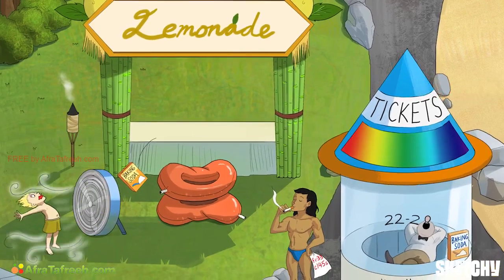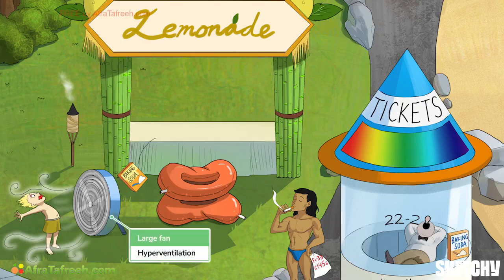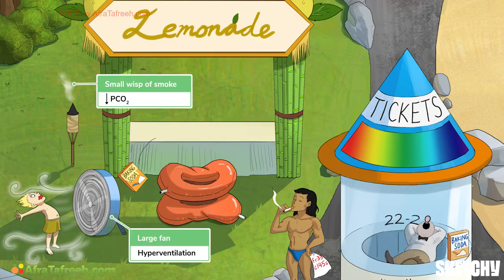To try to bring pH back into normal range, the respiratory system compensates for metabolic acidosis by increasing ventilation. Faster and deeper breaths mean more acidic CO2 can be removed during respiration, which reduces the arterial PCO2, thus raising blood pH. This is represented here by this big gusty fan, which, in addition to drying off this little guy, has blown out this tiki torch, leaving behind a teeny tiny little wisp of smoke. I guess that's one way to dry off at the water park.